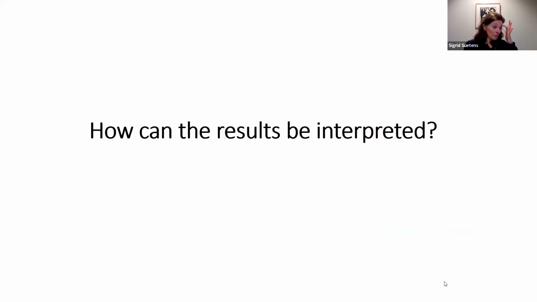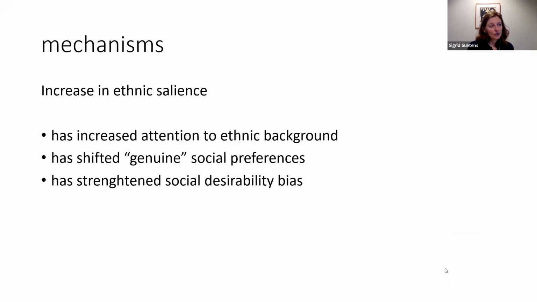So, how can the results be interpreted? In general, there are maybe 3 main families of mechanisms. The first one is that ethnic salience has increased attention to the ethnic background.